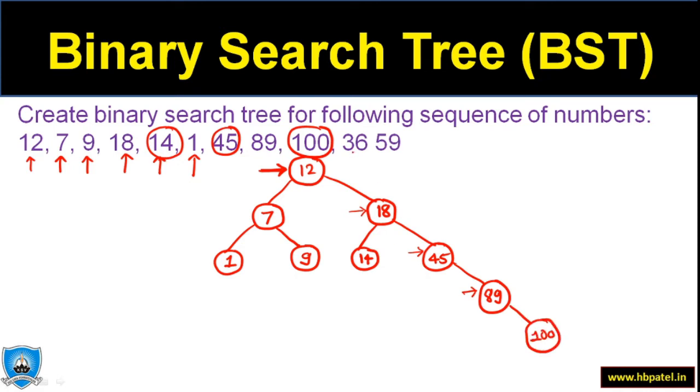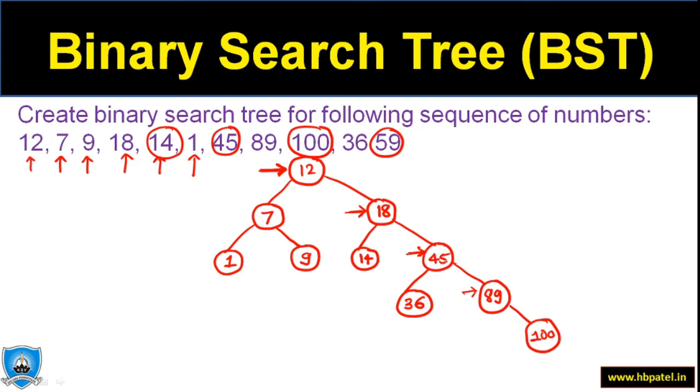Next comes 36. So let us compare. 12 and 36. So 36 is greater than 12, so go right. Then compare 36 with 18. So 36 is greater than 18, so go right. Compare 36 with 45, but 36 is not greater than 45, it is less than 45, so it should go left. And last is 59. So start comparing from the root. 59 is greater than 12, so go right. 59 is greater than 18, so go right.